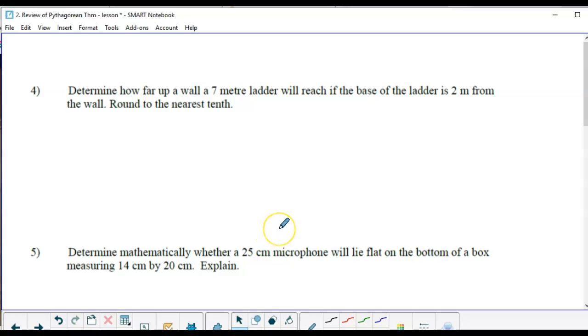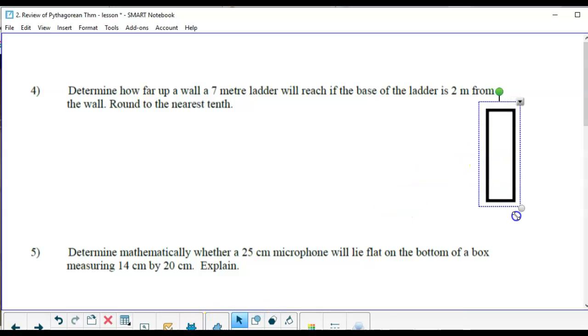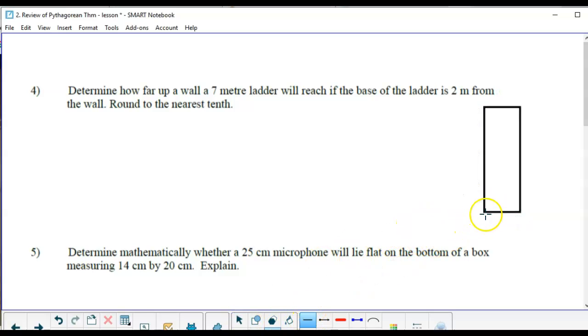So some practice here. Determine how far up a wall a 7-meter ladder will reach if the base of the ladder is 2 meters from the wall. So you can do a quick little sketch here. So here's your building or your wall. Let me just make it a little bit bigger like that. Here's the ground. Here's a ladder.